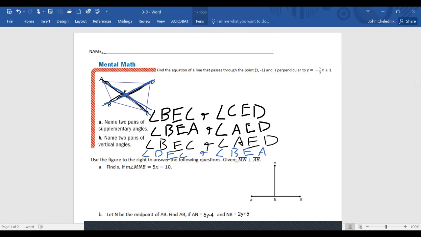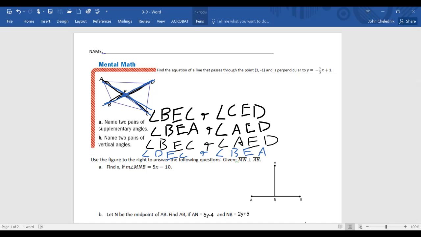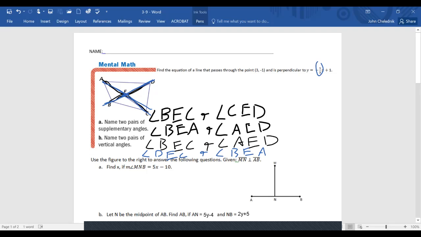The next warm-up problem says find the equation of a line that passes through the point 3, -1 and is perpendicular to y equals -1/3 x plus 1. The slope here is -1/3. So the opposite reciprocal slope would be 3/1 positive, or simplified just 3. Okay. So using my point slope form, remember, I'm going to plug 3 in for m, and then I'm going to plug these in for x1 and y1.